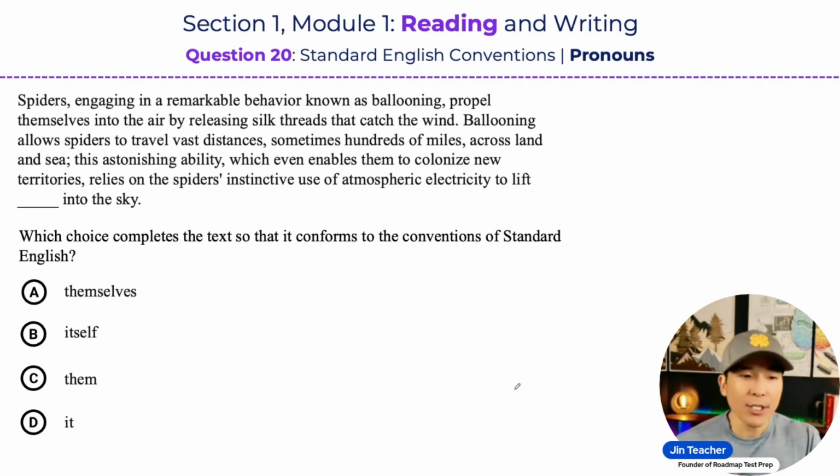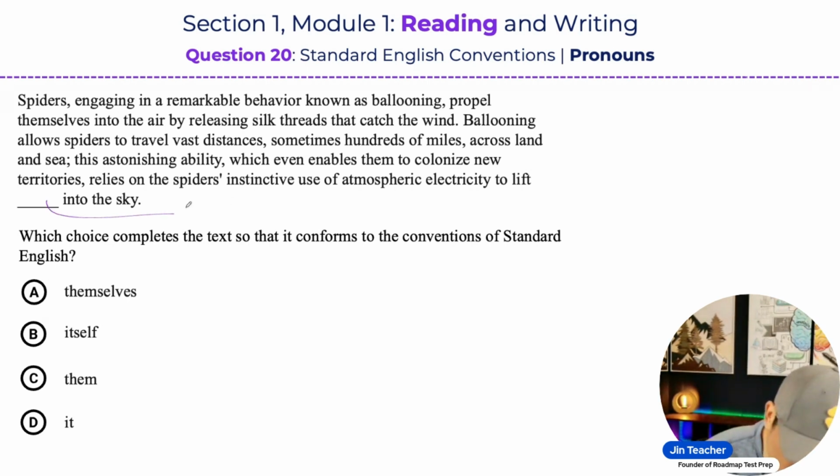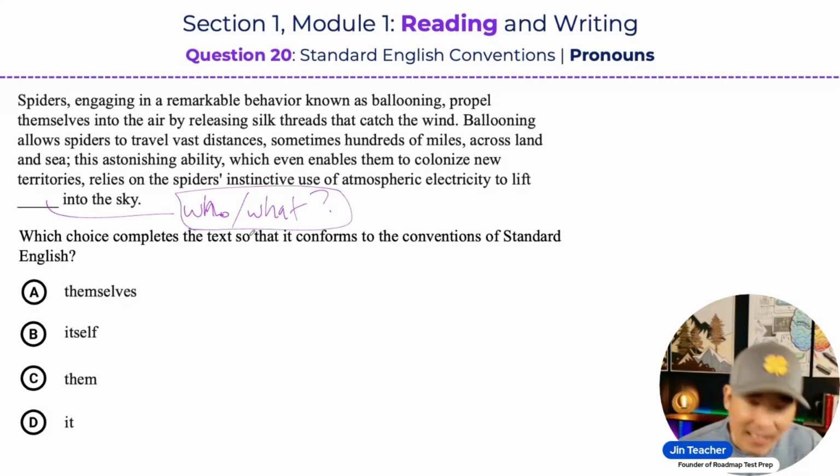Okay, so my question to you is, to lift who? Or to lift what? To lift who or what into the sky. That's the logical answer that you're trying to figure out. So the correct answer to this question has to make logical sense.